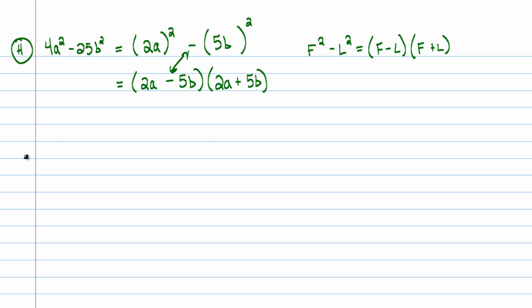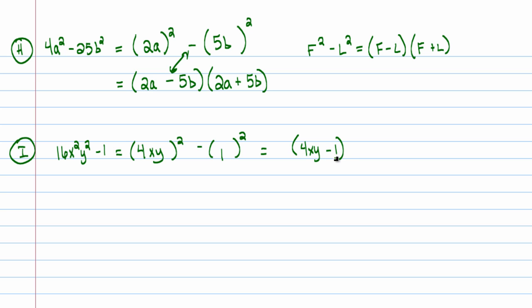Often you will run into advanced cases where you have something like, let's say, 16x squared y squared minus 1. It's not super advanced, but it's advanced enough. If you see that, you again hope that it's a difference of squares. A 1 is actually a 1 squared. This is a 4xy. So again, first minus last, 4xy minus the last term, which is 1. And then first plus last.